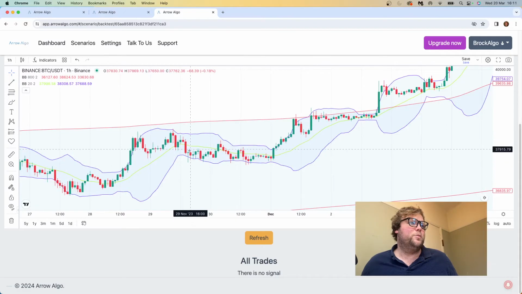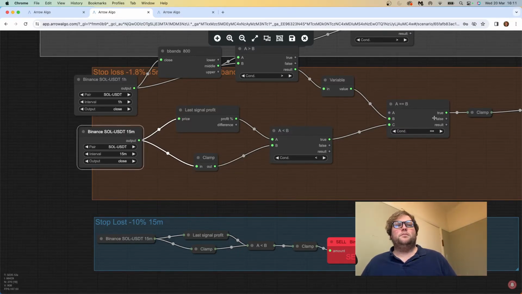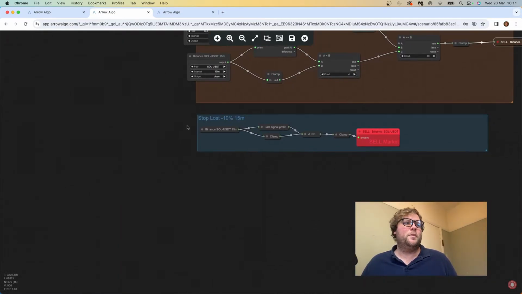Price has dropped below the middle Bollinger Band, and since the last buy signal we're showing a 1.8% loss in 15 minutes. Those two conditions are hit, so we're going to sell and trigger that stop loss.